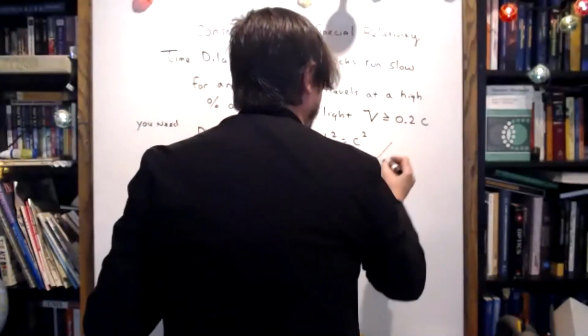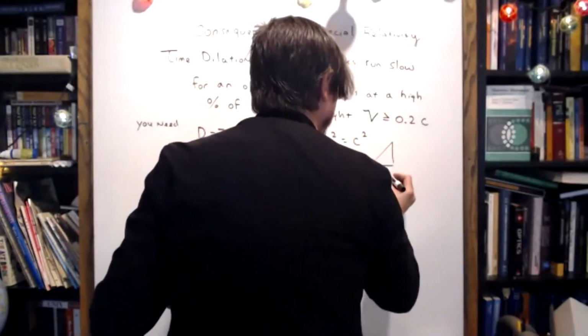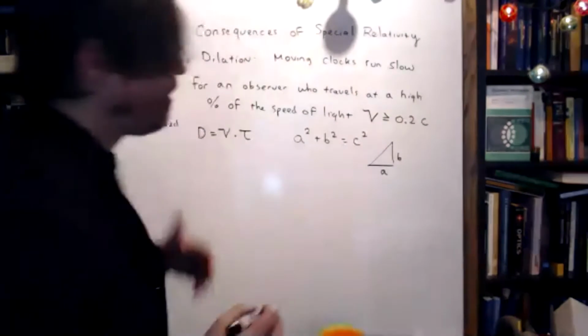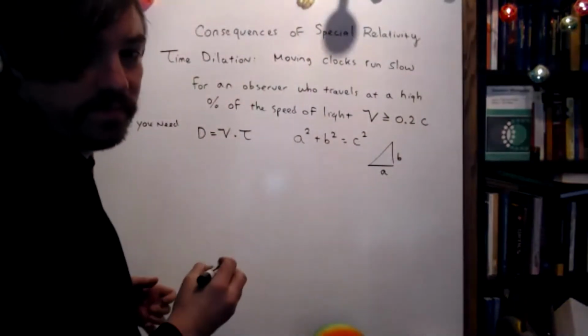Okay, so remember that in the Pythagorean theorem, a and b are the legs of your triangle.